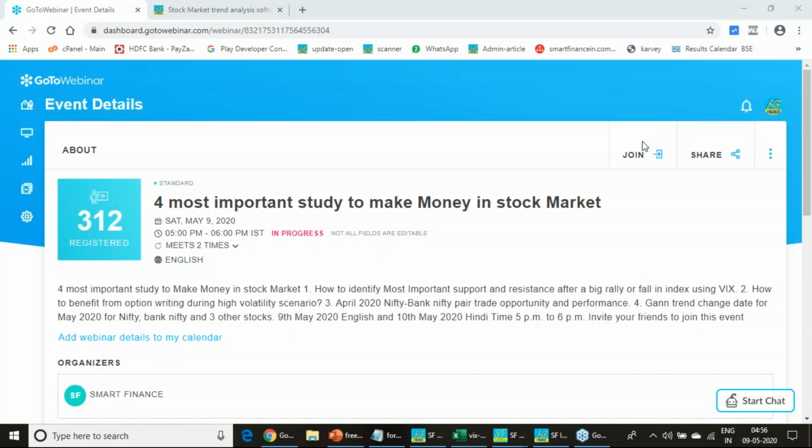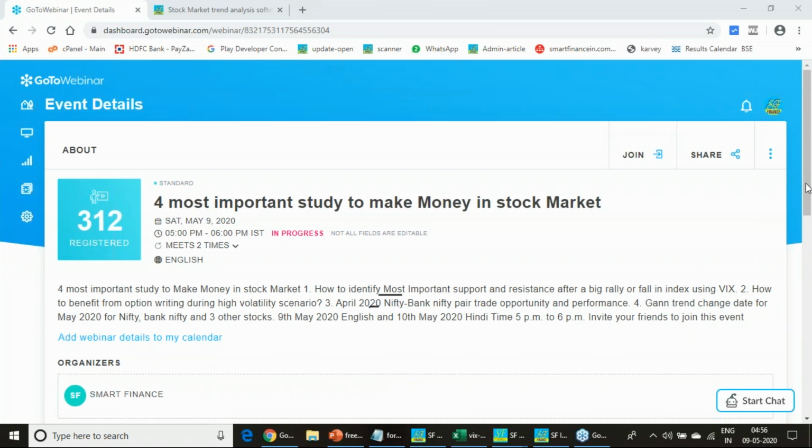In this particular program, the first topic I have taken is how to identify the most important support and resistance after a single day rally or correction. I will also define how you can know that. Second, how to do option writing during this volatility scenario. Most people want to pocket option premiums, but there is a specific process to do that. So that is my second topic.